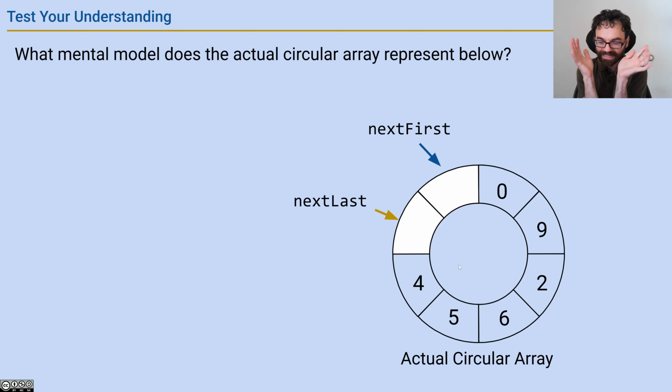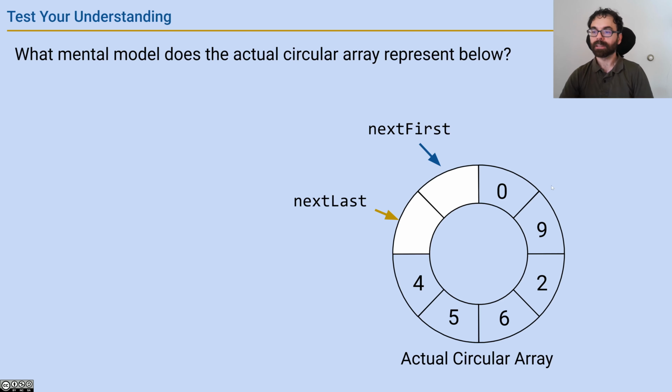So to really test your understanding and give you a little bit more texture for this, let's suppose that our circular array looks like this. We have our next first pointer here, next last pointer here, right next to the 4. Try and think, what is the user's mental model? Like, what's the list they have in their head that this circular array is representing? Try and work that out on paper. And if you're a little stuck, you can just go back a bit and look at what we did before.